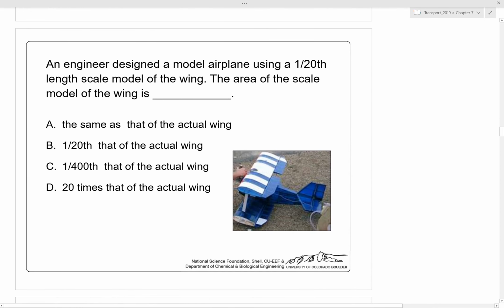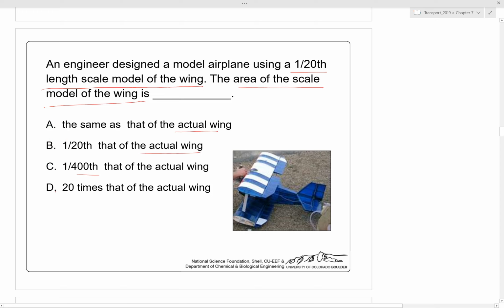Next is a design MCQ. An engineer designed a model airplane using a 1/20th length scale model of the wing. Okay, the area of the scale model of the wing is A, the same as that of the actual wing, B, 1/20th that of the actual wing, C, 1/400th of the actual wing, and D, 20 times that of the actual wing.